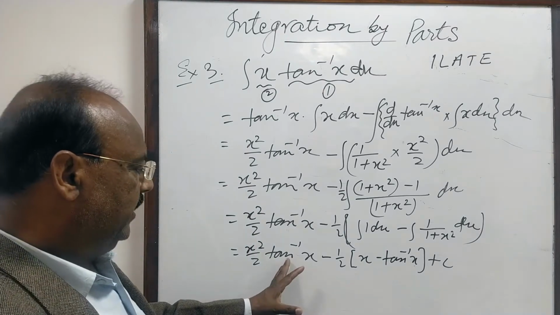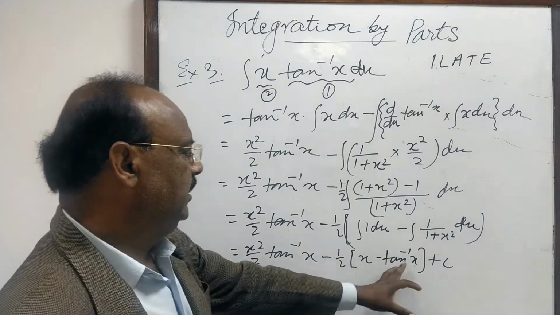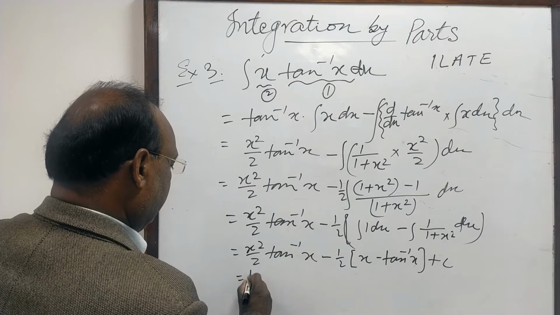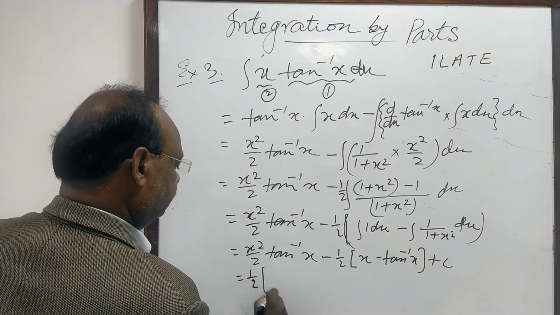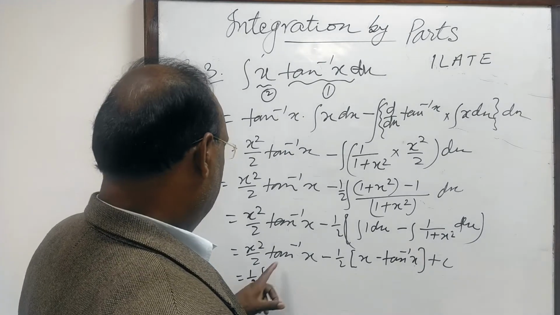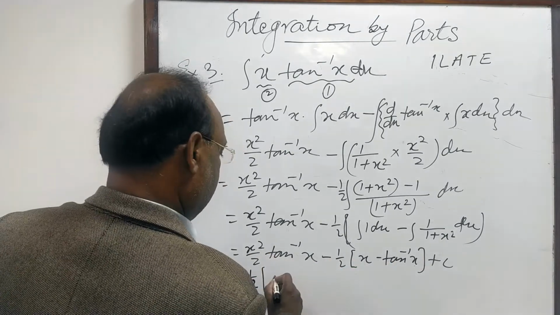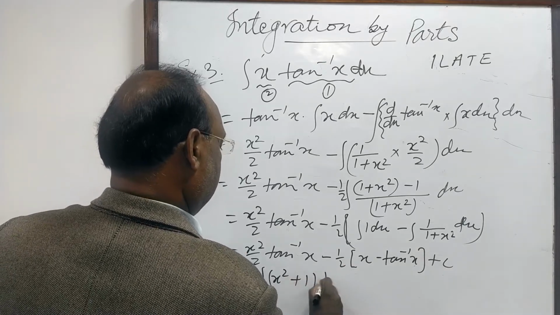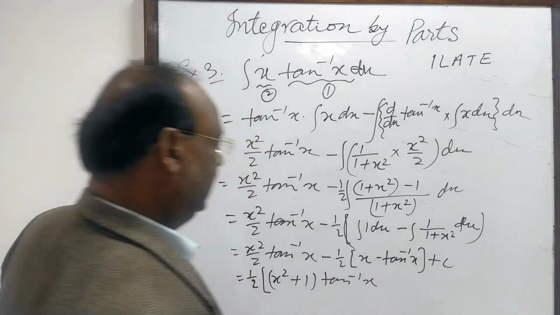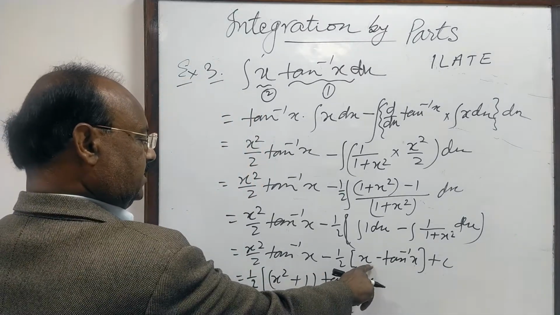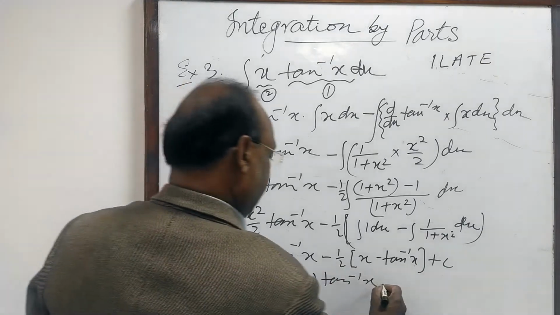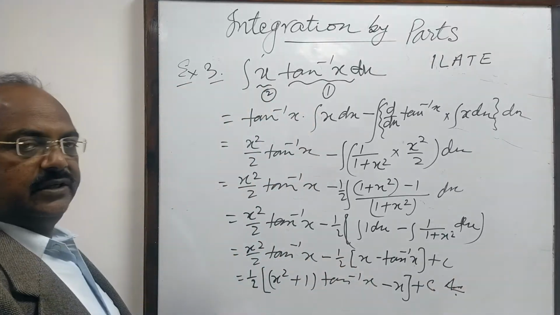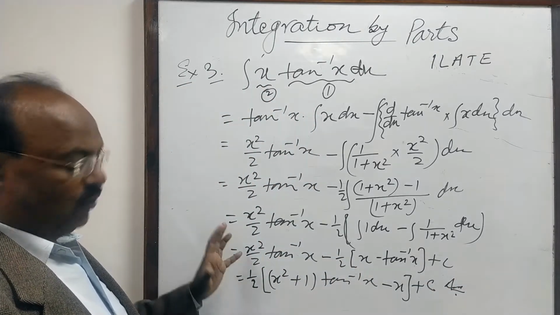Or we can take tan inverse x common from these two terms. Half is common in both the terms. So finally we can write here half, and tan inverse x will be common. So here x square, minus minus plus, x square plus 1 into tan inverse x, and minus x, because half is common here. So minus x plus the constant of integration. This is the answer. Clear? We will see some more problems now.